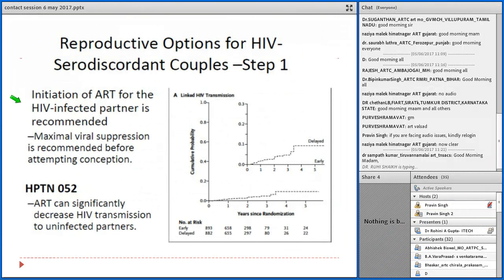So what are the reproductive options for HIV serodiscordant couples? First is to initiate ART for the HIV infected partner. This is very important. Maximum viral suppression is recommended before any pregnancy is planned.